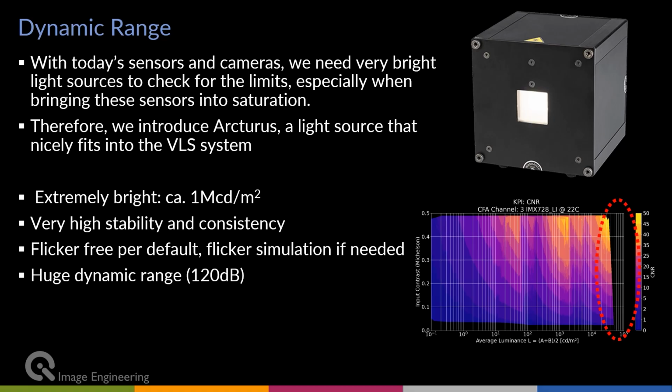It's flicker-free, and you can use it with very, very short exposure times. If you need flicker for checking, feel free. There is flicker simulation if needed, so you can put a flicker signal onto it, but by default it's flicker-free and DC-driven, so you can do a lot of tests with it. Especially, you can combine the Vega and the Arcturus, and with that you can scan through a huge dynamic range for imagers and really get into the details throughout the entire range of imaging with your camera.